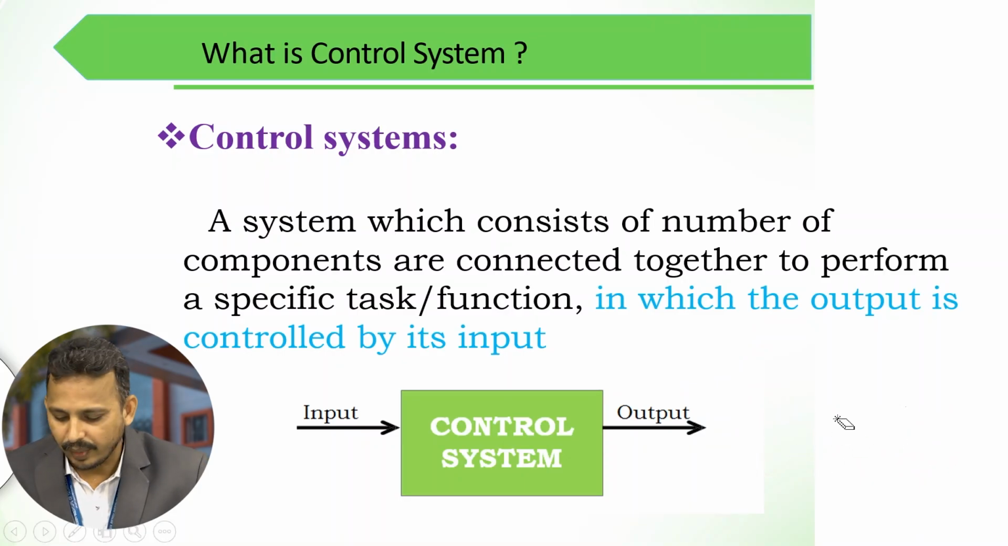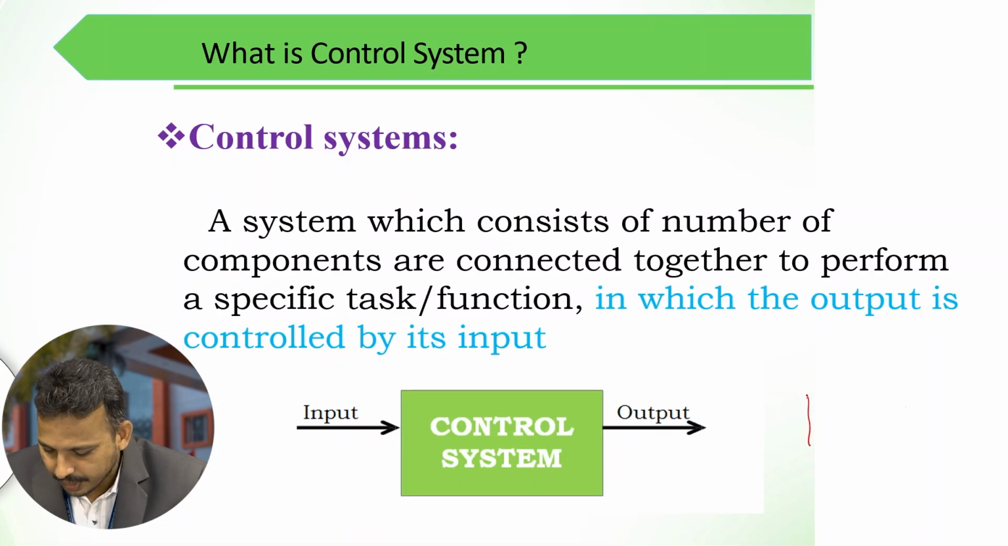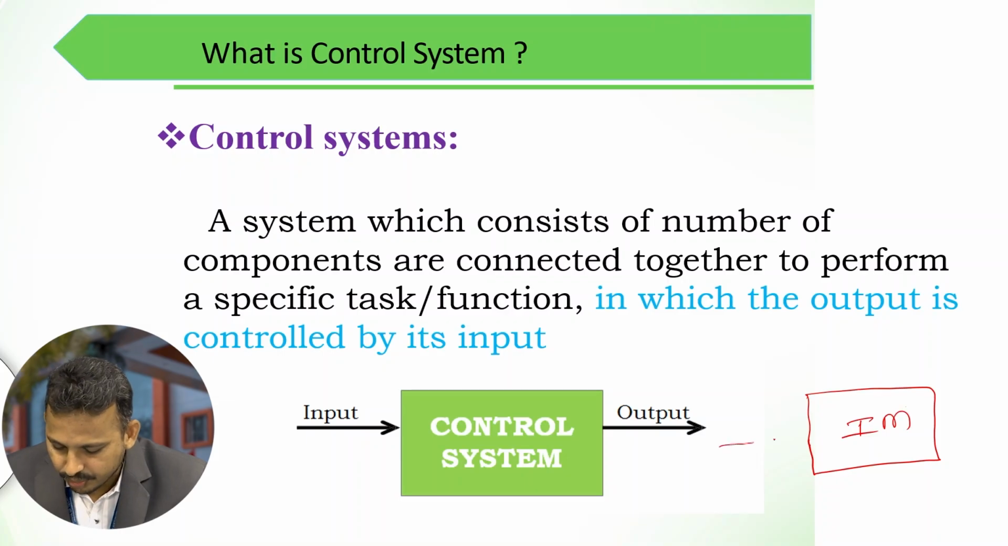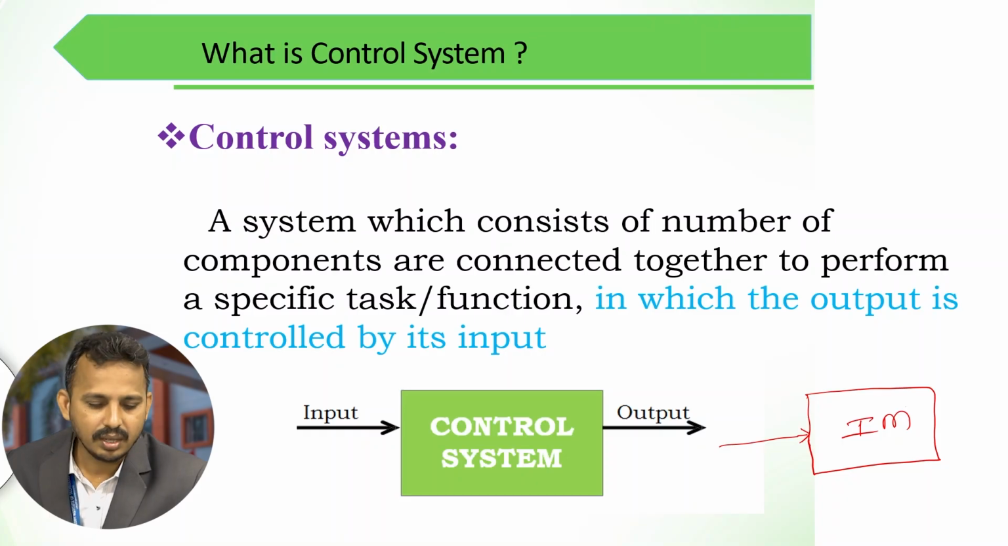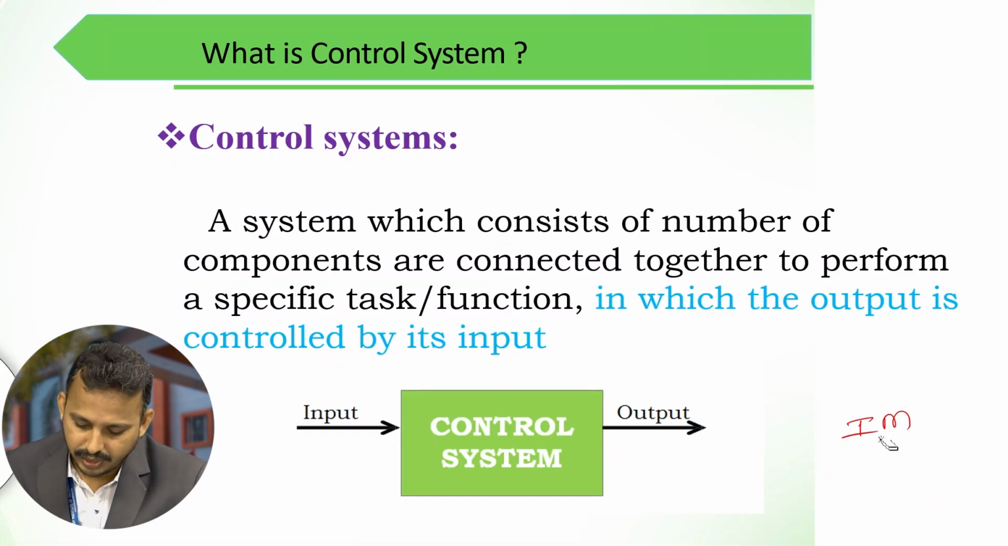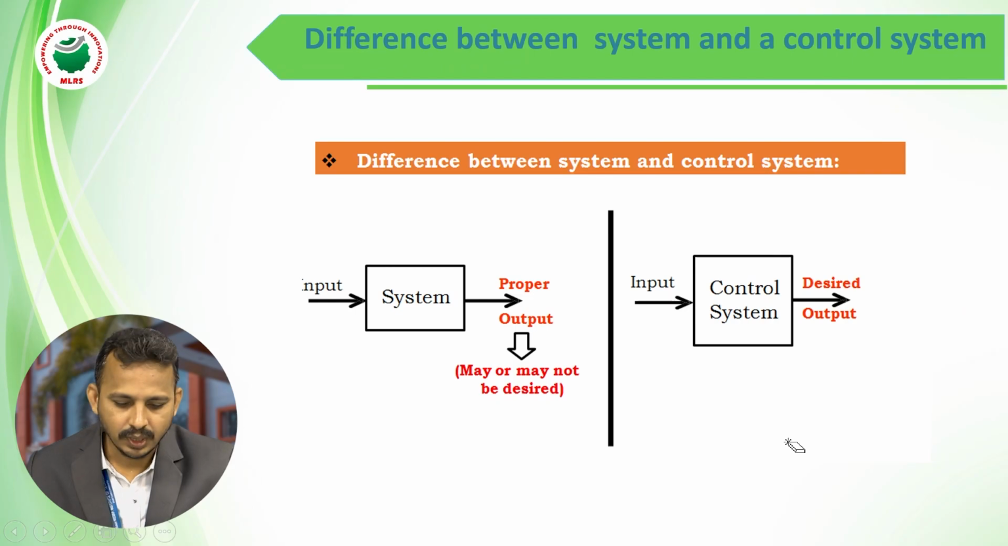Similarly, if I want to reduce the speed of an induction motor, I can use different methods: frequency control method, voltage control method, and VVVF method. Different methods are there to control the speed of an induction motor. So this control technology is used in all electrical equipment as well as mechanical systems, everywhere in day-to-day life. Next, the difference between a system and a control system.